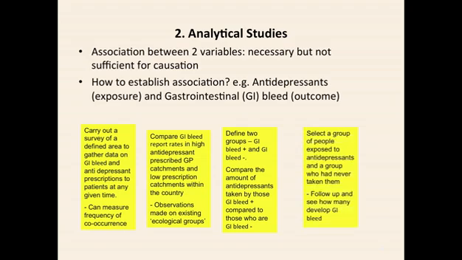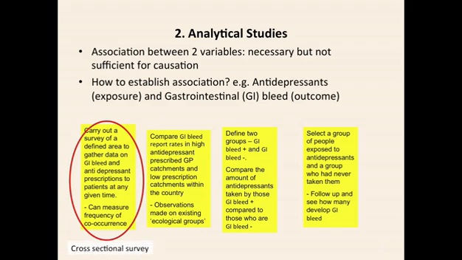Finally, I can select a group of people exposed to antidepressants and a group who had never taken them. I can follow these people for a period of time and see how many in each group develop gastrointestinal bleeding in due course. The first type of study is called a cross-sectional survey.